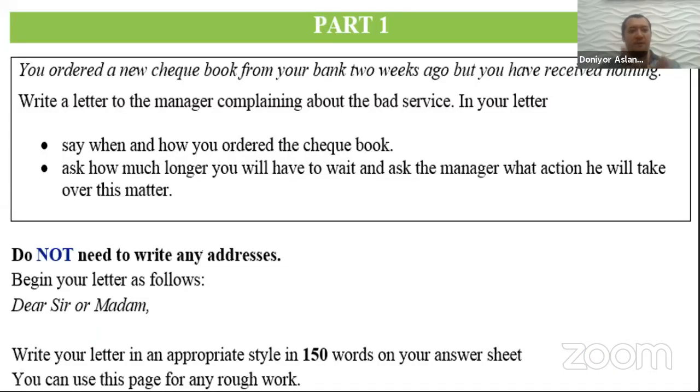And here we have firstly the letter. You order a checkbook, and so on, and the first one in italics will be your topic, and then we have the task. Write a letter to the manager complaining about the bad service in your letter. So complaining means we should write a complaint letter. It's our task, and we have the following task bullet points. We have two here.